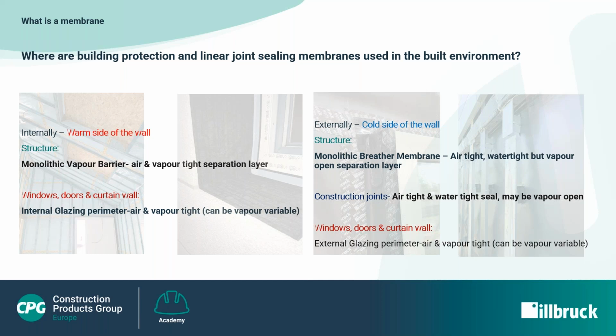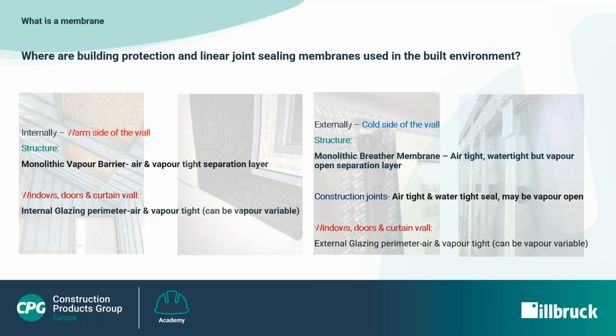Proprietary internal window, door and curtain wall membranes are also used, often to provide an independent perimeter seal to the interface between the frame and the wall to provide a properly calibrated air and vapor seal. Membranes applied to the internal construction reveal are linked to the primary monolithic air and vapor membrane, and the two work together to form what is commonly known as the vapor control layer.